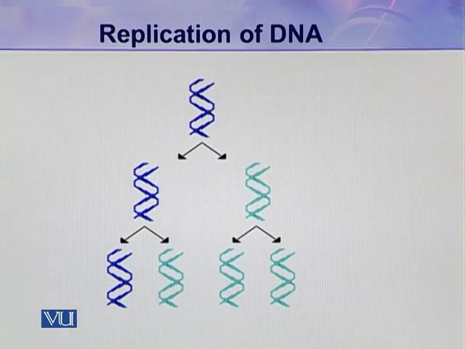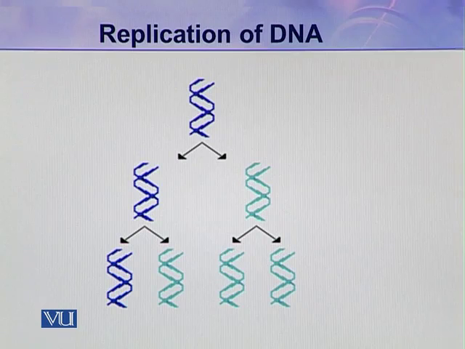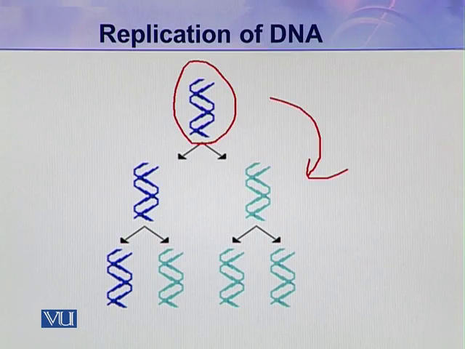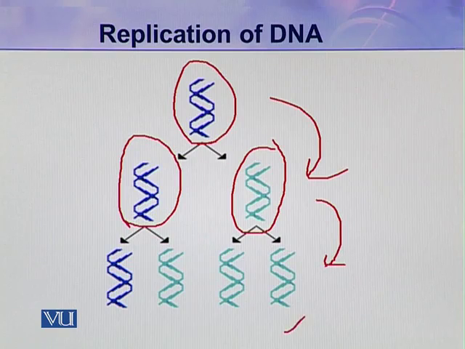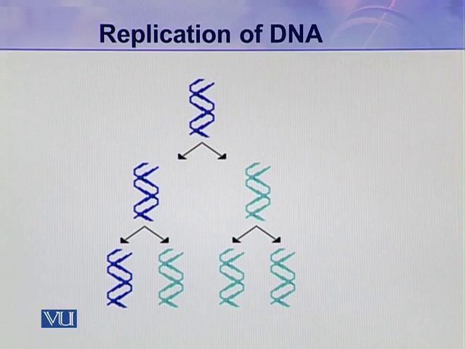As you can see in this demonstration, this is the double helical model, and after replication, this duplex is completely newly synthesized, while these two strands are completely conserved. Similarly, in the next cycle, one is newly synthesized and one is conserved. One is newly synthesized and one is conserved. So this is called the conservative model of DNA replication.